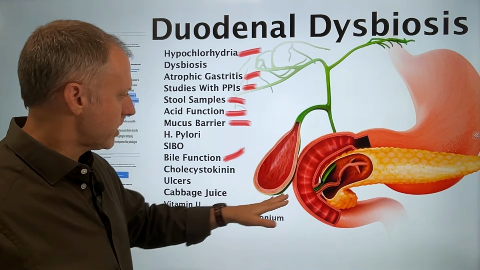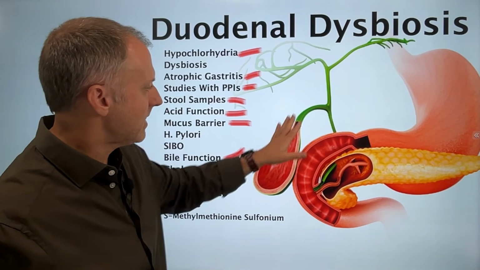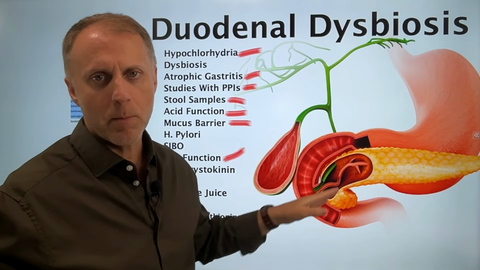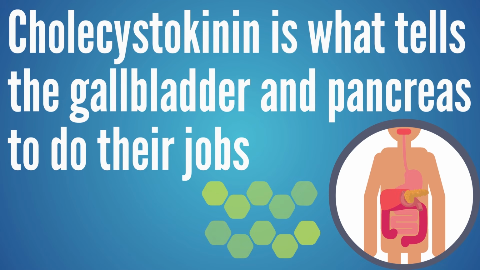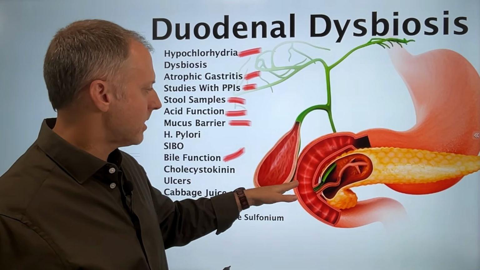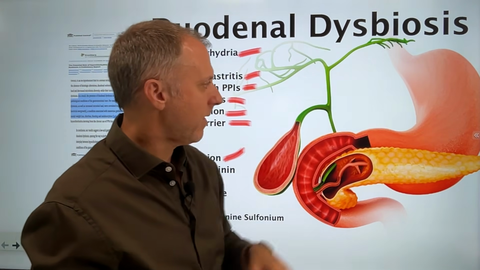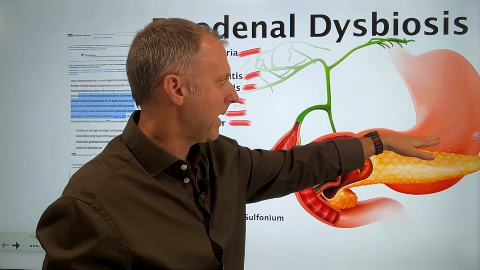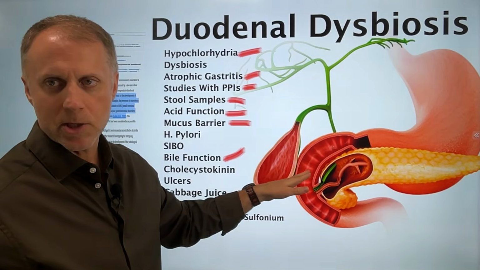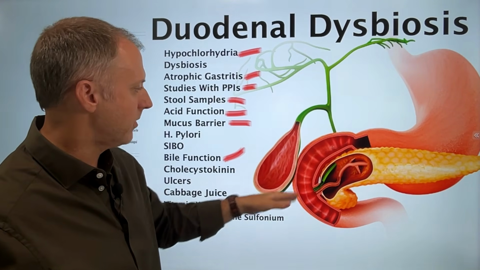So what's interesting is here in the duodenum, these things are actually triggered by a hormone called cholecystokinin. That's what tells the gallbladder to squirt the bile down. It's what tells the pancreas to squirt out the bicarb and enzymes and stuff like that. But cholecystokinin is triggered by stomach acid. So if there's not enough stomach acid, yeah, they're not frying the bad guys. So it makes sense that this study saw more dysbiosis in the duodenum.